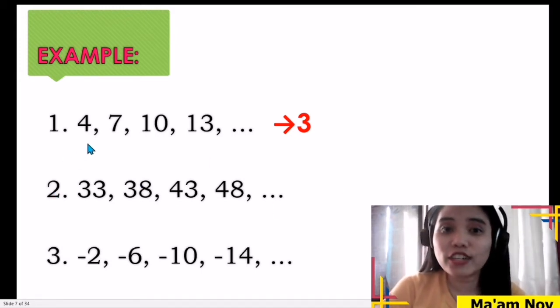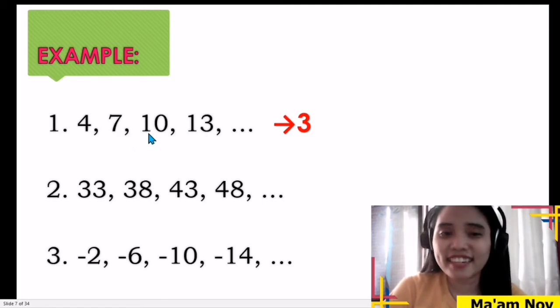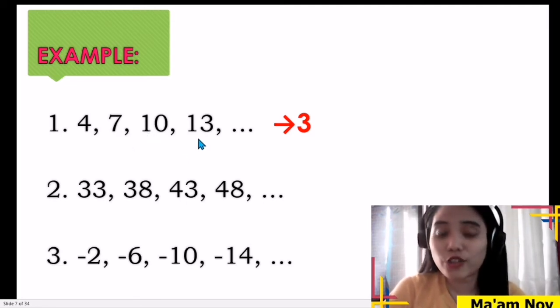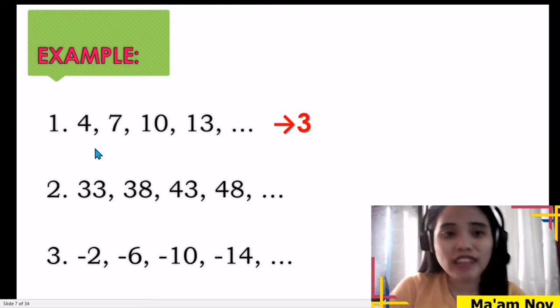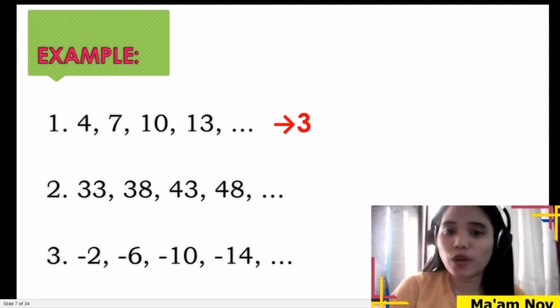Nag-add lang tayo ng 3 from the first term. So, 4 plus 3 naging 7. 7 plus 3 naging 10. 10 plus 3 naging 13, and so on. So, ang tawag daw sa sequence na ito is arithmetic sequence.